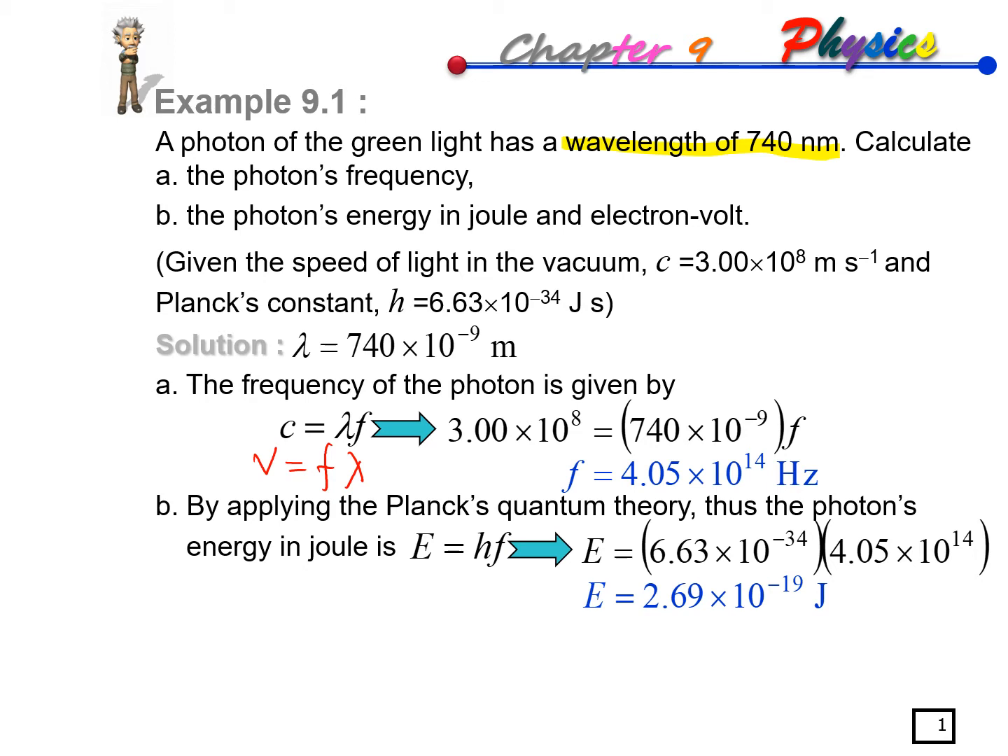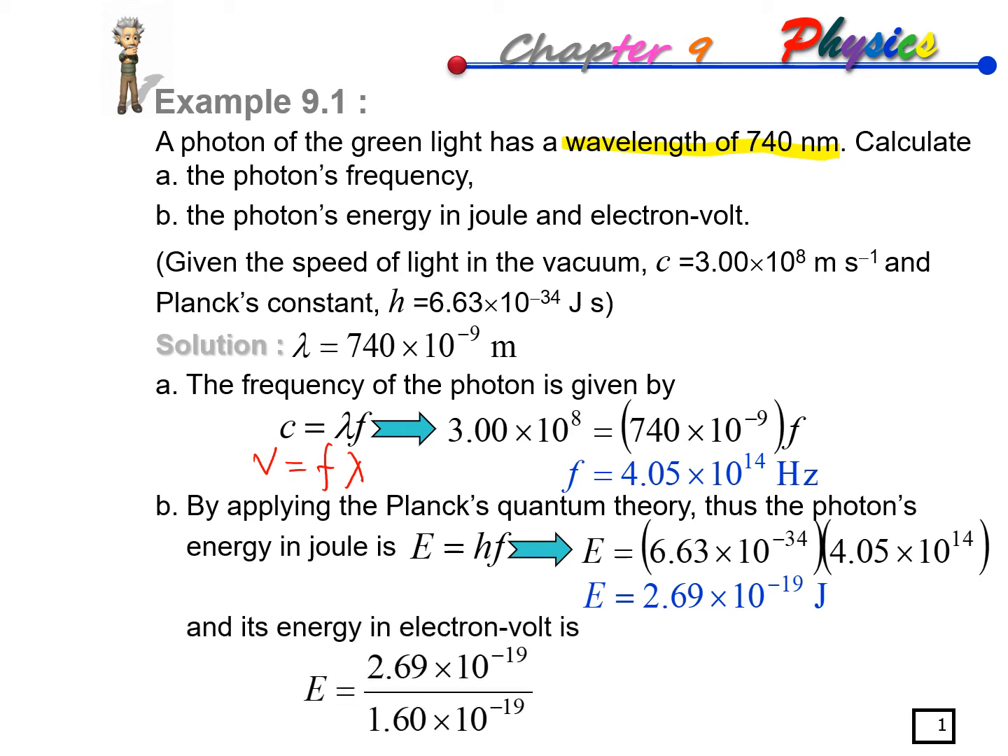The answer they wanted to calculate in joule and electron volt. So for electron volt, use the conversion. 2.69 times 10 to the power of negative 19, divide by e, 1 electron volt, which will end up with the final answer of 1.66 eV. So this is for example 9.1.